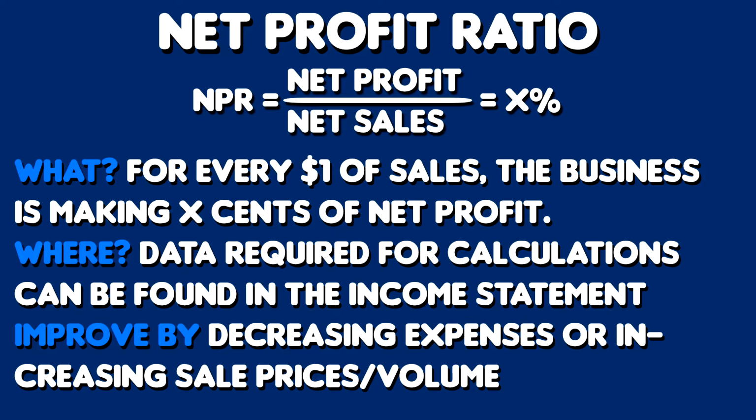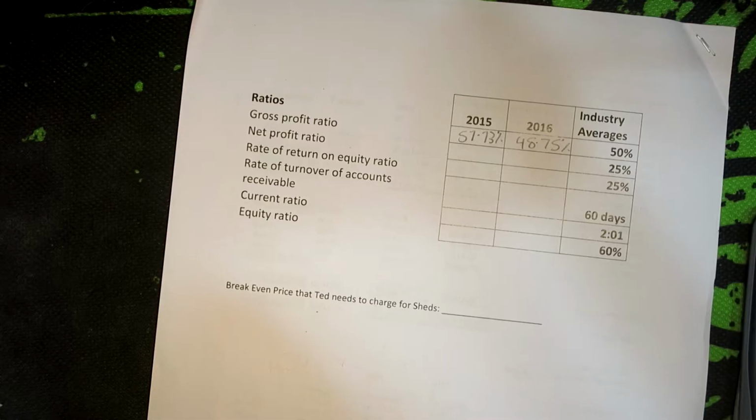You can improve the net profit ratio by decreasing some of your expenses, such as wages, utility bills, advertising or something, to help increase net profit, or increasing your sales price or volume similar to the gross profit ratio. So increasing your markup on your products, or easier said than done, selling more products.